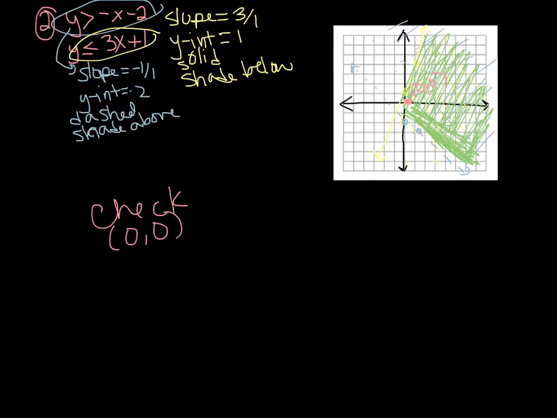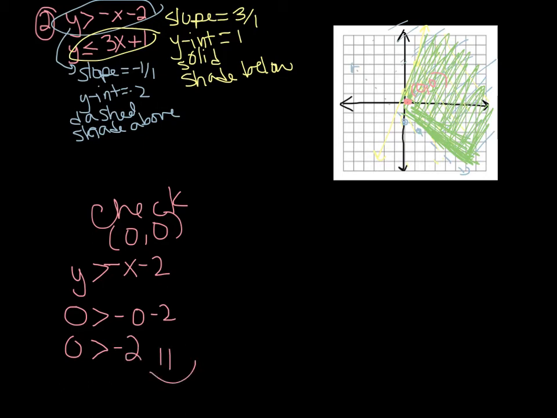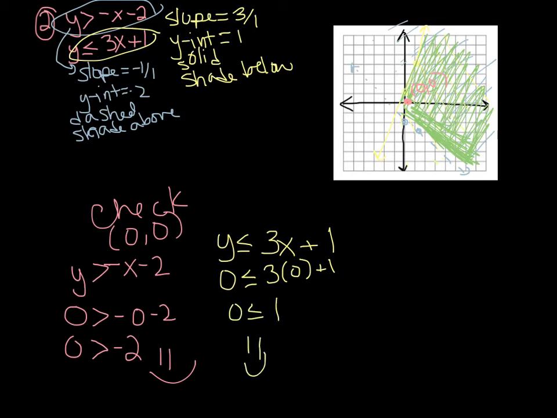So I'm going to substitute 0, 0 into both of these inequalities and make sure that I get a true statement. So I get 0 is greater than negative 0, which there is no such thing as negative 0, it's just 0. 0 minus 2 is negative 2. That one's true, so I'm happy about that. My second one, I have y is less than or equal to 3x plus 1. That gives me 0 is less than or equal to 3 times 0 plus 1, or 0 is less than 1, which is also true. So I know that my answer is good.